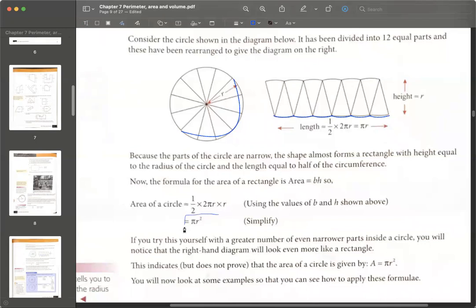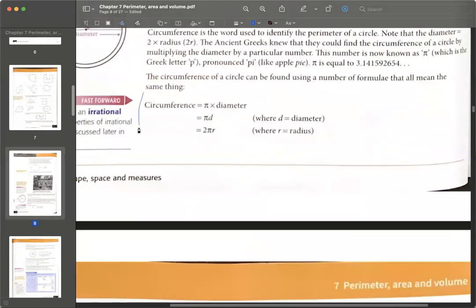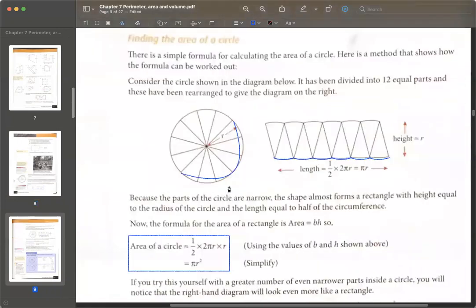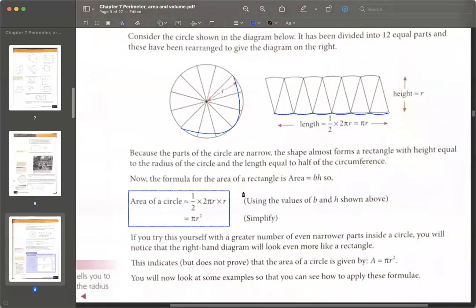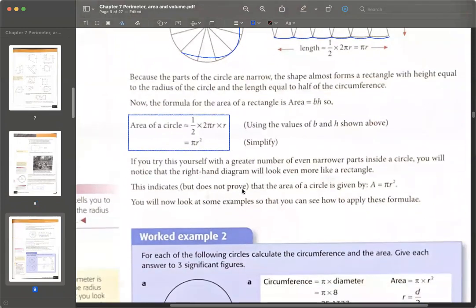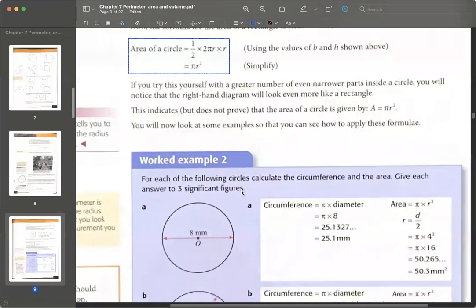So this is the formula for the area of a circle, pi r squared, and then the circumference of a circle is 2 pi r. Just highlight it here. You can use pi d, but I wouldn't recommend it because it's not usable most of the time. Sometimes you can use it, sometimes you cannot. So it's best to remember 2 pi r. If they give you the diameter, you just divide it by 2 to find r. So half of a diameter is equal to the radius.